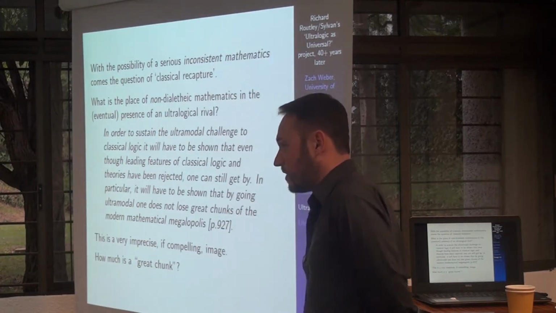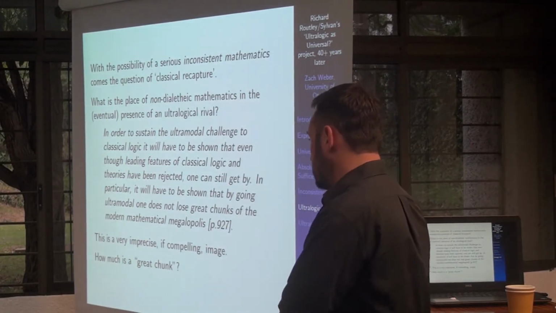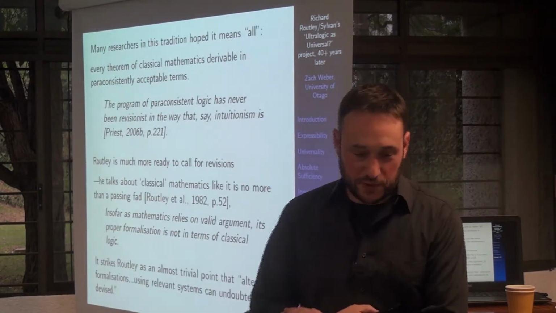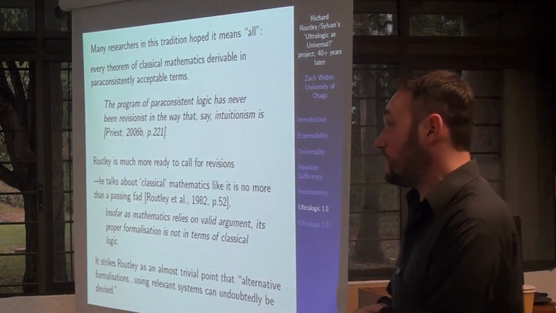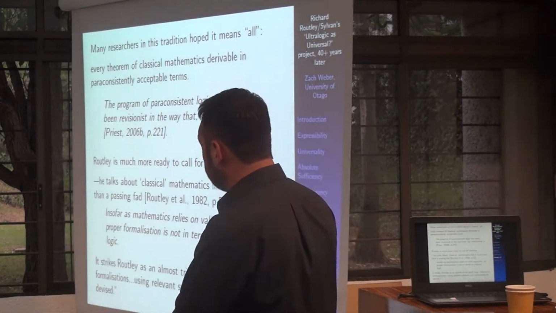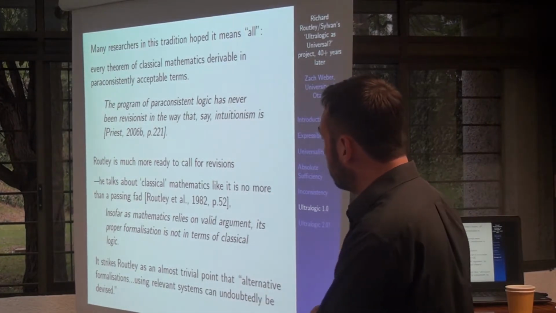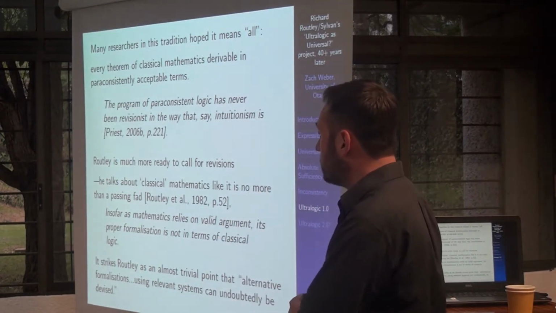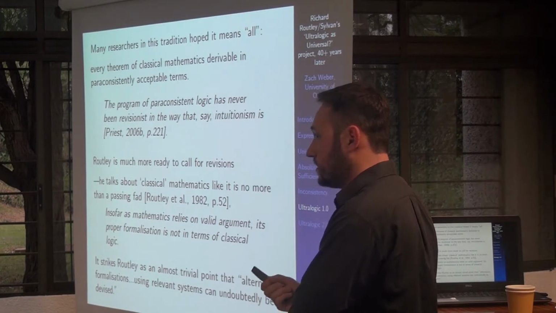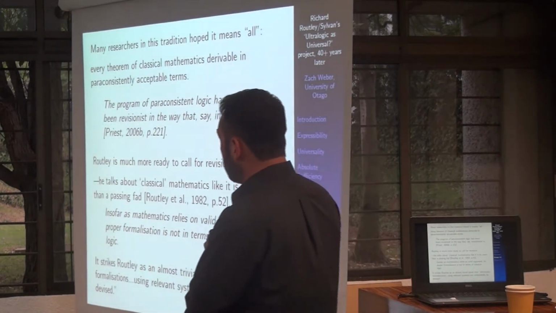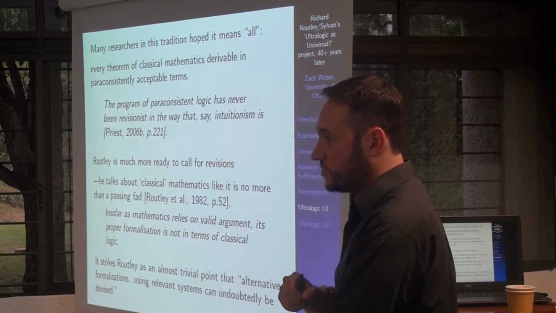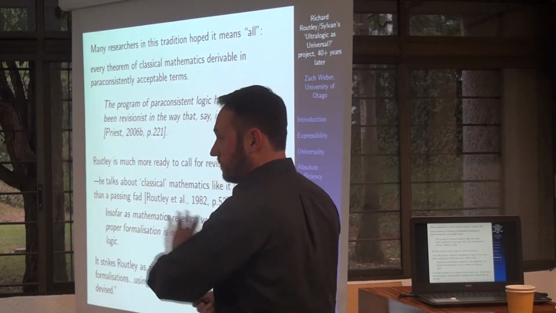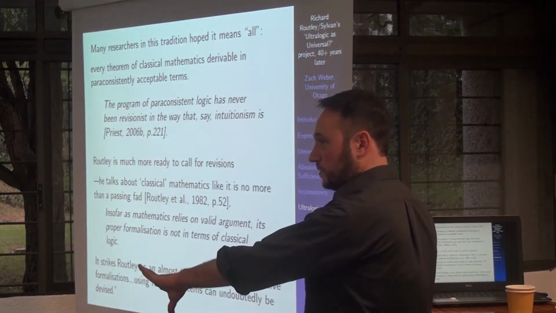So he thinks that you have to show this. It's very precise, and it's imprecise, and it's compelling. What is a great chunk? Once upon a time, I think practitioners in this area thought that maybe a great chunk might mean all of classical mathematics, that every single theorem of classical mathematics might still be derivable in paraconsistently acceptable terms. And Priest says, not talking about exactly this, but Priest says, look, the program of paraconsistent logic was never meant to be revisionist in the way that, say, Brouwerian intuitionistic logic was, where Brouwer said, the stuff you guys are doing, you should stop doing.